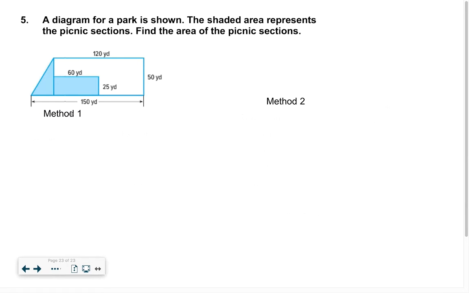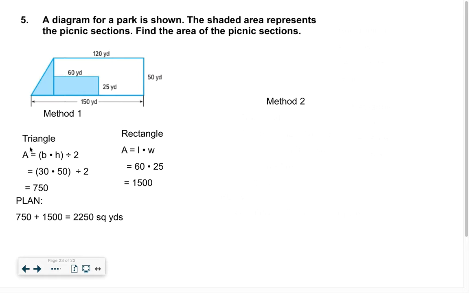For method 1, I thought it was easier to find the area of this triangle and then find the area of this rectangle and go from there. So that's exactly what I did. I found the area of the triangle and the area of the rectangle, and I knew I was going to have to add them together, because if I only find the area of the triangle and the rectangle, then I've only found the area of stuff that was shaded. So therefore it would be addition.